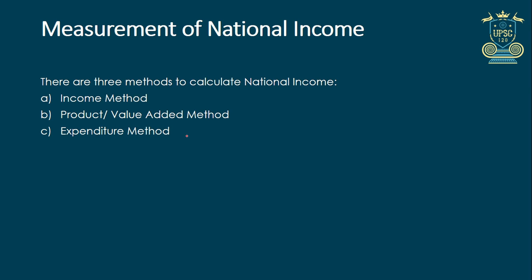Now let's see the measurement of national income. How will national income be measured, through which methods can it be measured? First, it can be calculated by the income method, then the product or value added method, then the expenditure method.